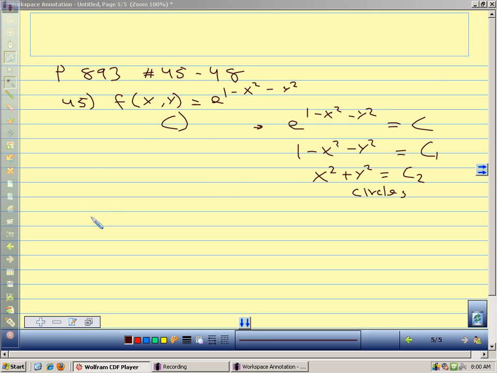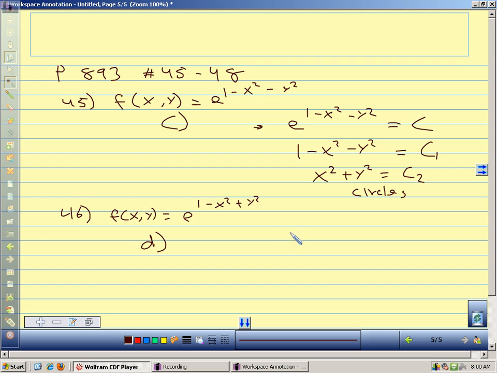All right, how about number 46? We have f of x y equals e to the 1 minus x squared plus y squared. We think D on that one? So our contour lines, our level curves, are hyperbolas.